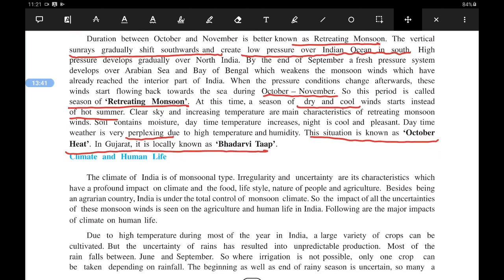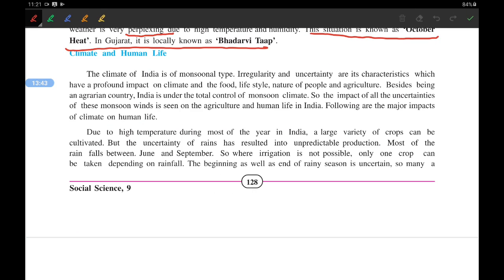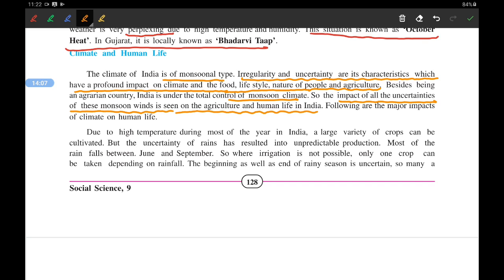Next is climate and human life. How does climate affect human life? The climate of India is a monsoonal type. Irregularity and uncertainty are the characteristics which have a profound impact on the climate and the food, lifestyle, nature of people and agriculture. Besides being an agrarian country, India is under the total control of the monsoon climate. So the impact of all the uncertainties of this monsoon wind is seen on agriculture and human lifestyle.